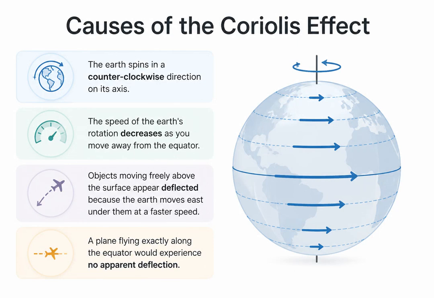Why exactly does this deflection happen? Imagine the Earth spinning counterclockwise. The planet is wider at the equator, meaning the surface there has to spin much faster to complete a rotation in 24 hours compared to the poles. If an object, like a parcel of air or an airplane, moves away from the equator, the ground beneath it is rotating at a different speed. This difference in rotational speed creates the apparent curve in the object's path that we call the Coriolis effect.